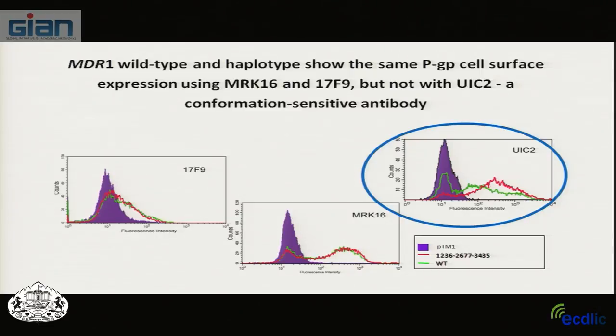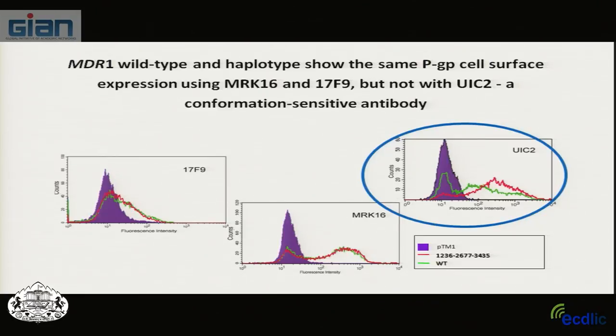We also have a variety of conformation-sensitive antibodies for this protein. So we wanted to see if there is a change in the conformation of the protein, we should be able to detect it with antibodies. And because the epitopes are external, you don't need to permeabilize the cells or do any of those manipulations. With the 17F9 antibody, there is actually no change. MRK16, there is no change, but with the UIC2 monoclonal antibody, you can clearly see the difference between the wild type and the haplotype. Haplotype has much more binding compared to the wild type.